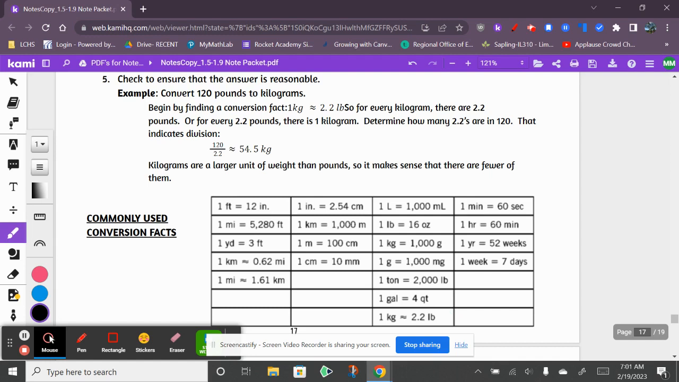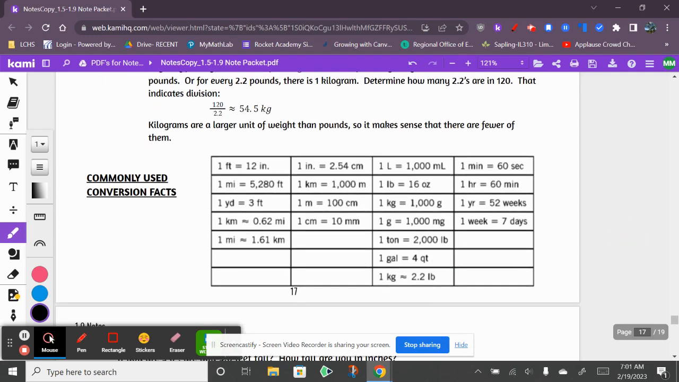So we get 54.5 kilograms. It also makes sense because kilograms are a larger unit of weight, so it makes sense that we need fewer of them.